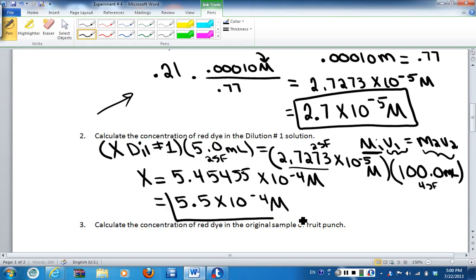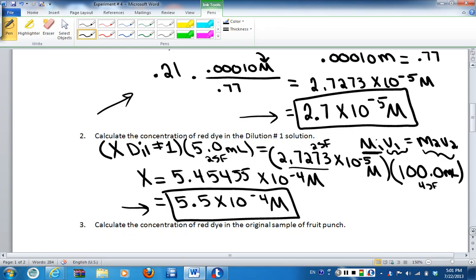So what I've done is I have calculated the concentration of red dye in dilution number 2. And using M1V1 equals M2V2, I've calculated the concentration of red dye in dilution number 1. And I'm going to take it to the last step and figure out the concentration of red dye in the original solution that was too concentrated for the colorimeter to read properly. And this is exactly what you will do when you test your iron.